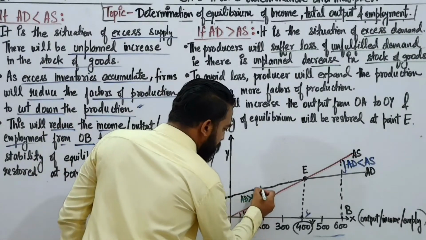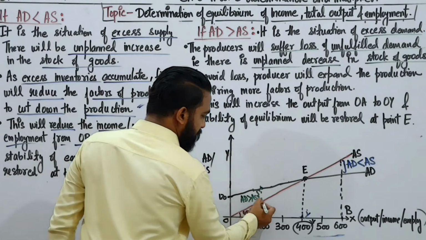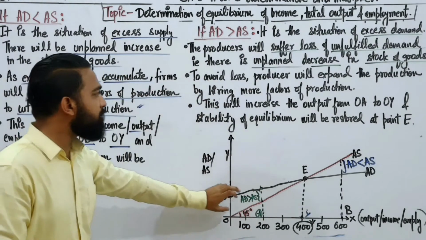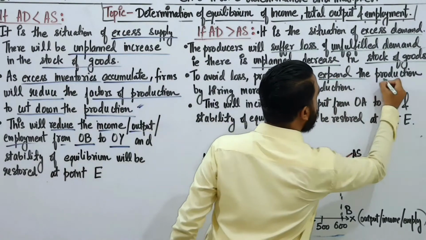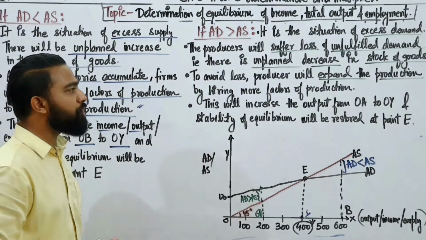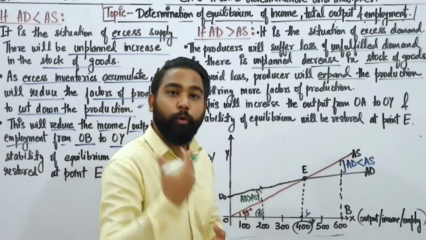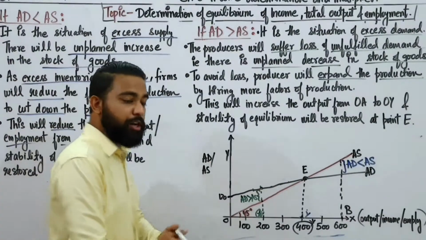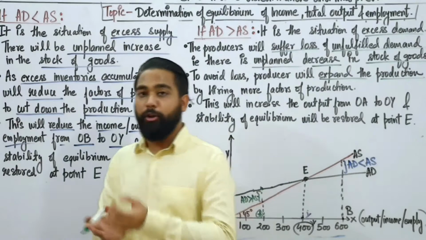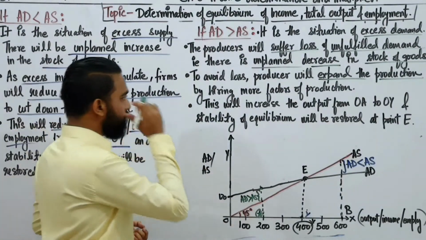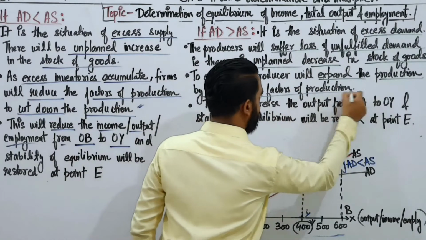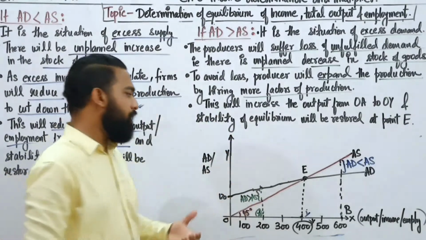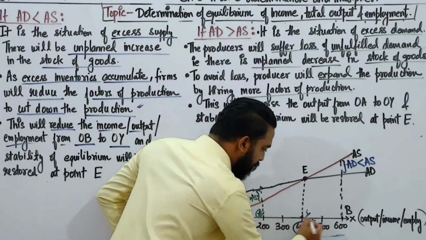I am saying that I want this much goods, and the producer is saying no, we are producing this much. So there is a gap. That difference is the loss, and to avoid this loss, the producer will expand the production. To expand the production, they will be increasing output, and they will be increasing income. More output means more income, and to earn more income, you need to employ more people. Your employment will increase. So they will be hiring more factors of production.